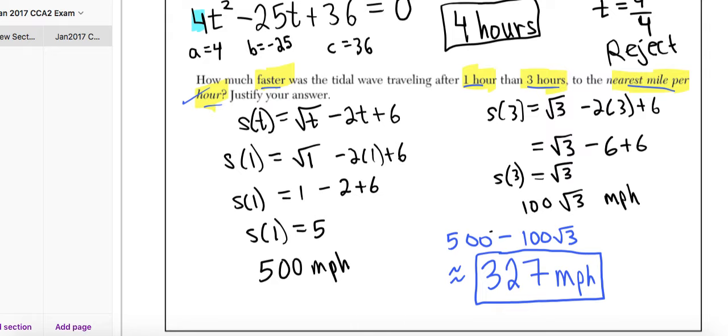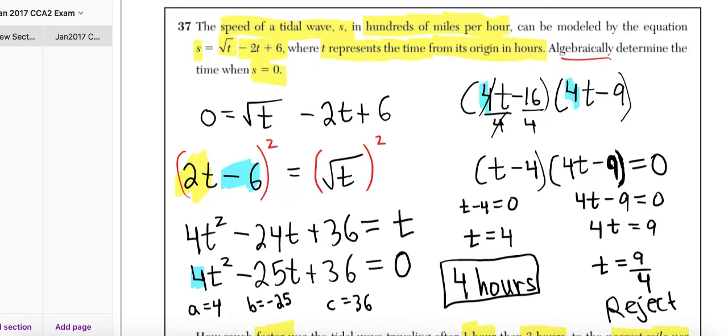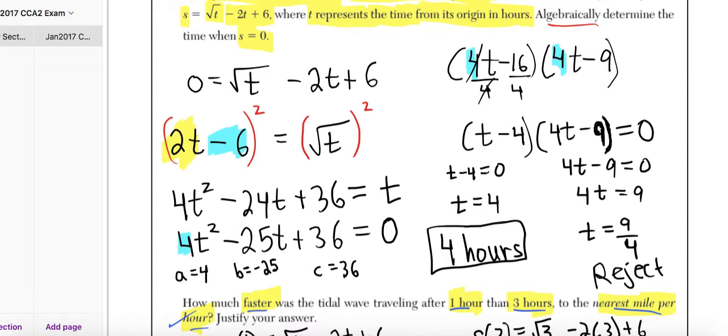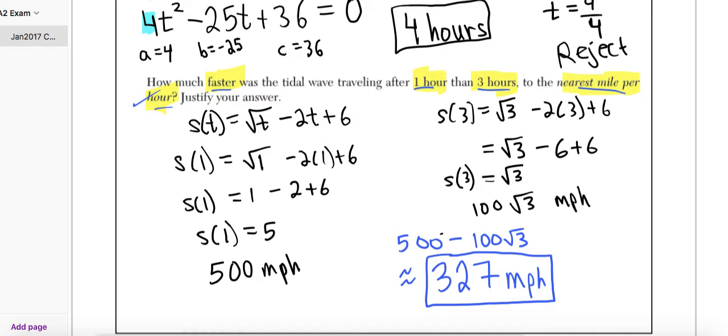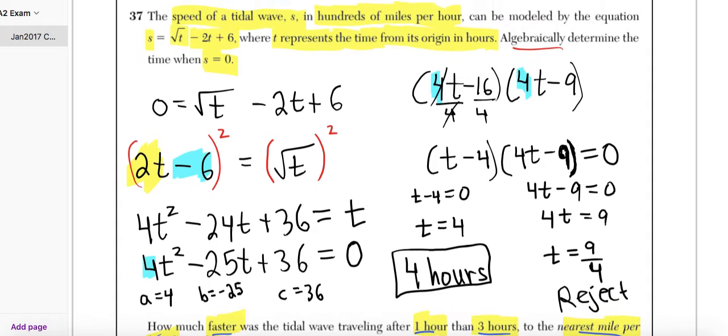Okay? So that was it, guys. I thought this was really good for a 6-point question. You just need to be careful with the second part to round to the nearest whole number. Understand that s of t is in hundreds of miles per hour. And if you knew how to properly get this as a quadratic equal to 0, and either use the quadratic formula or factor and reject the extraneous root, all right?